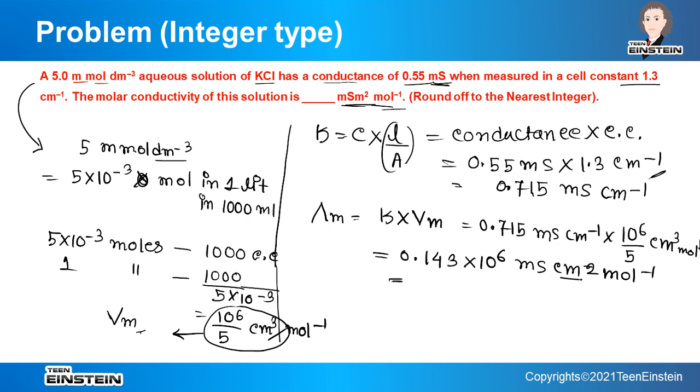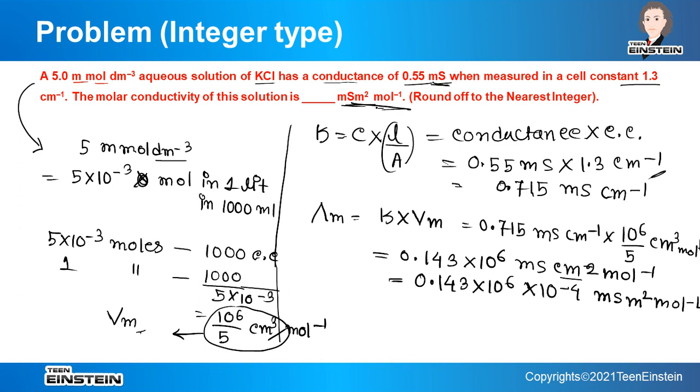Now it is in centimeter square, but we have to convert it to meter square. So we multiply it with 10 to the power minus 4, because when moving from centimeter to meter it should be multiplied by 10 to the power minus 2, but as there is centimeter square, it will be 10 to the power minus 2 squared, that means 10 to the power minus 4. Now the unit is millisiemens meter square per mole.